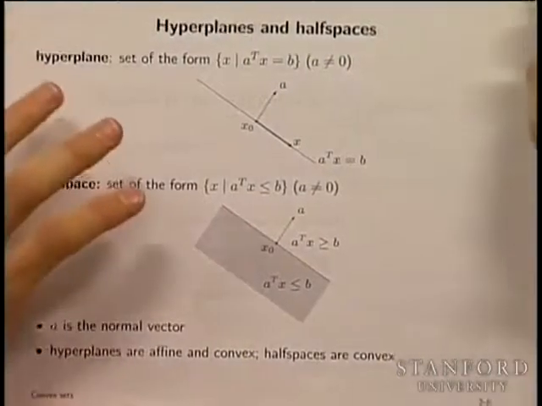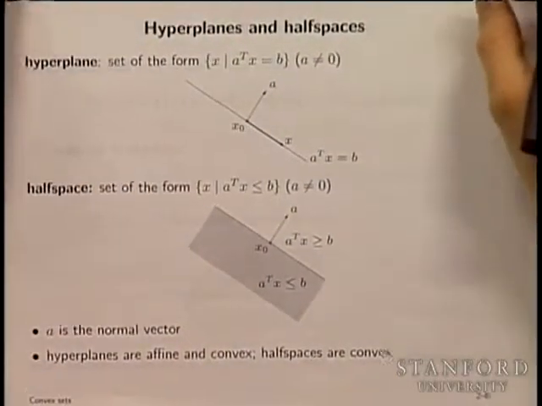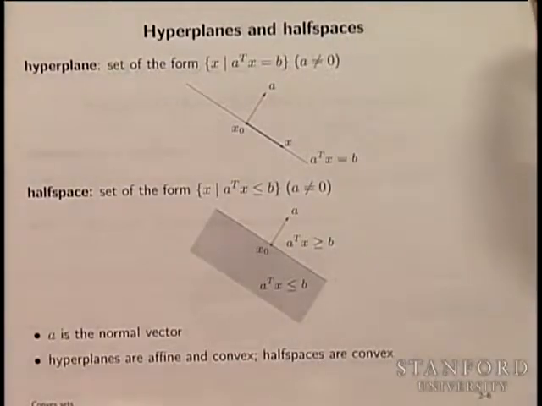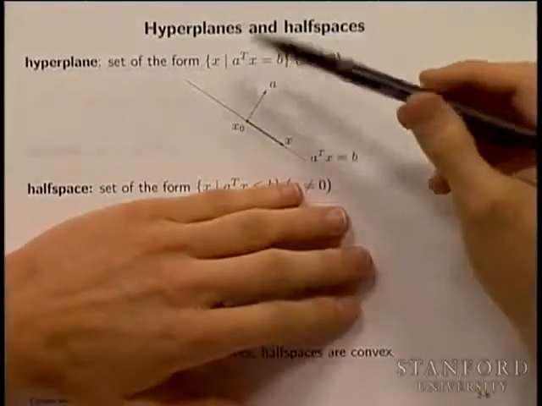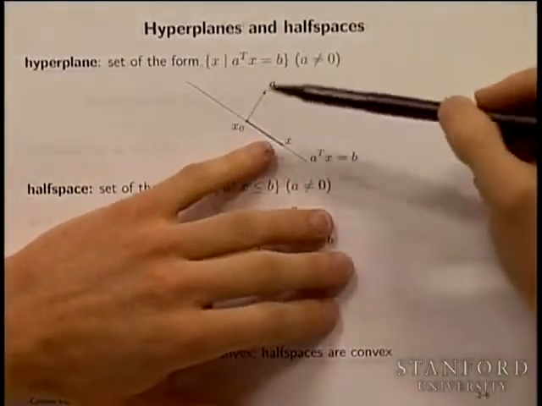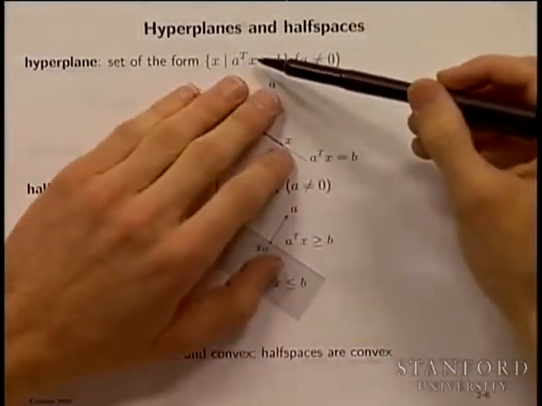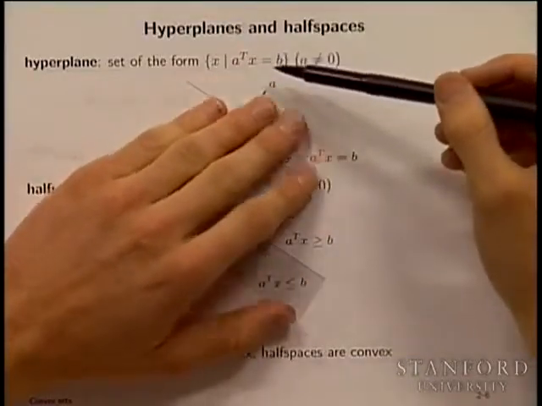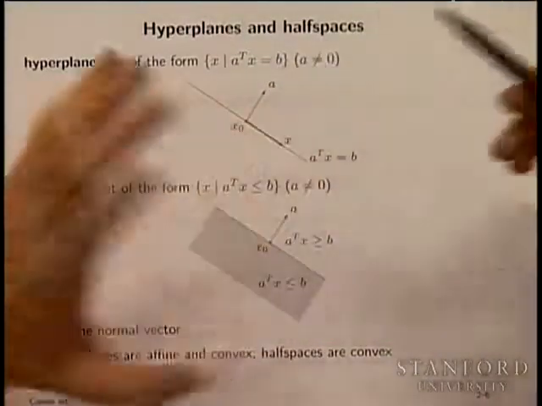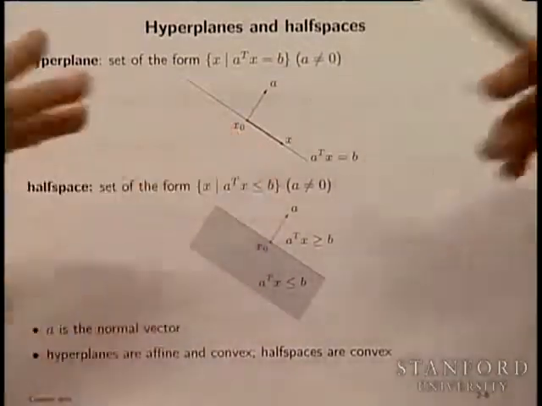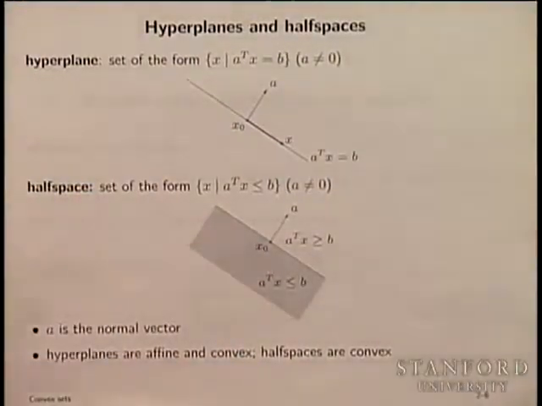Okay. So now we have a look at hyperplanes and half spaces. Hopefully you've seen these many times before. So we start off with just a definition. A hyperplane is a set where A transpose x is equal to some constant b, okay? And A is non-zero, because otherwise we could have any point in a whole set.